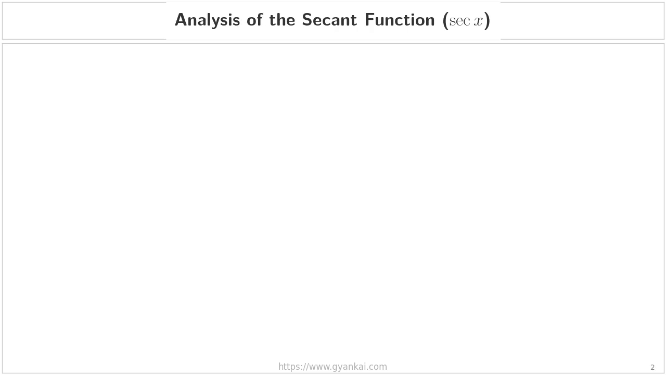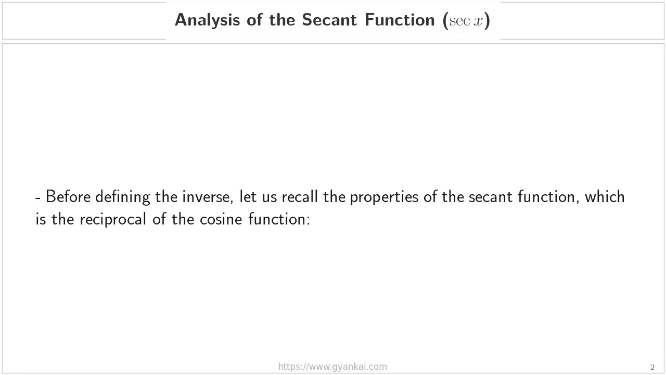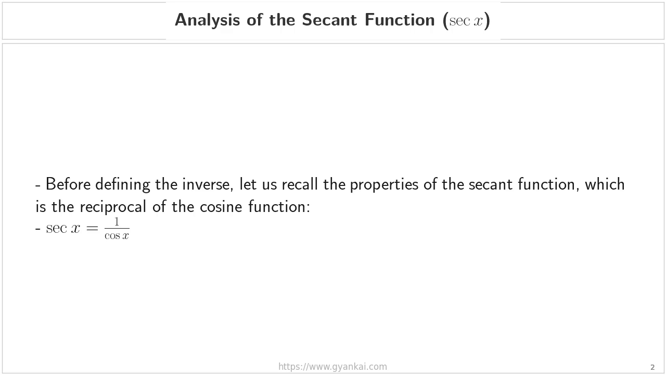Analysis of the secant function, sec x. As we mentioned in the previous slide, before we can define the inverse secant function, we must first have a clear understanding of the original secant function. Let us begin by recalling its fundamental properties. First, it is important to remember that the secant function is the reciprocal of the cosine function. In mathematical terms, the secant of x is equal to 1 divided by the cosine of x.